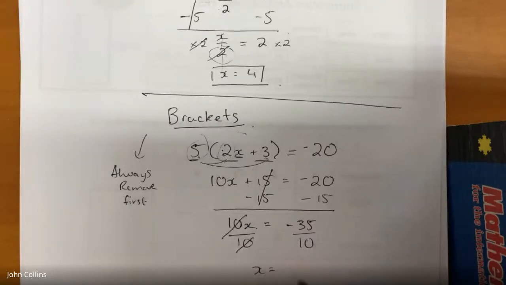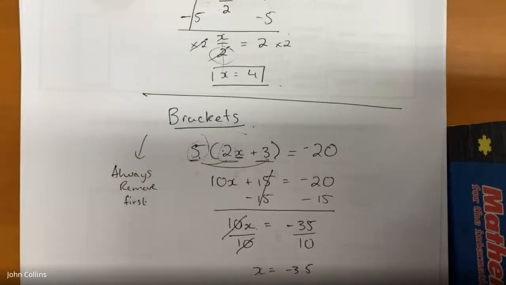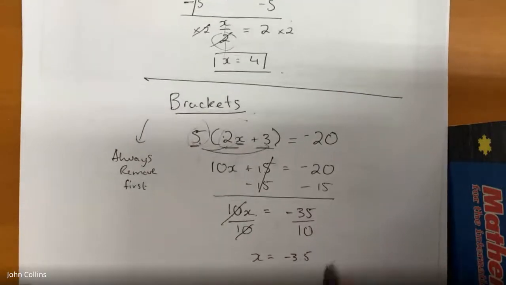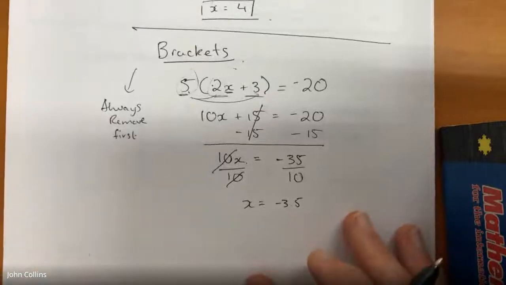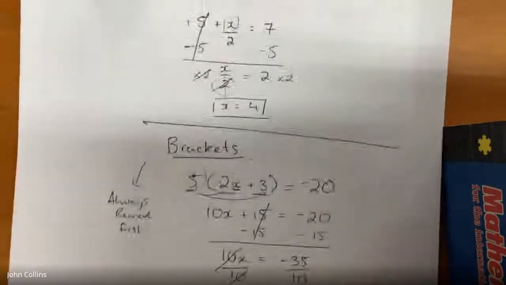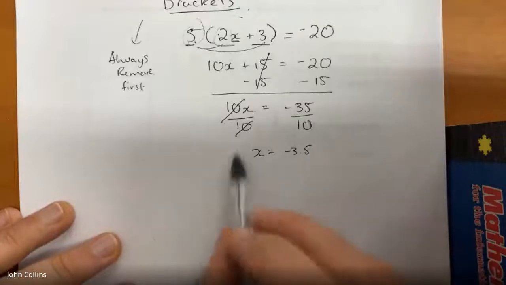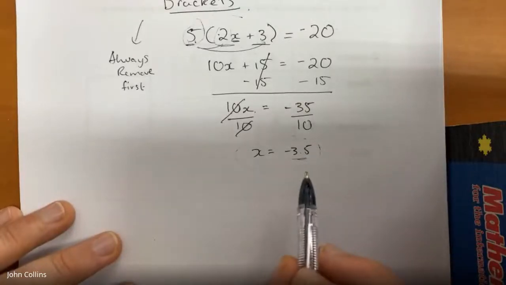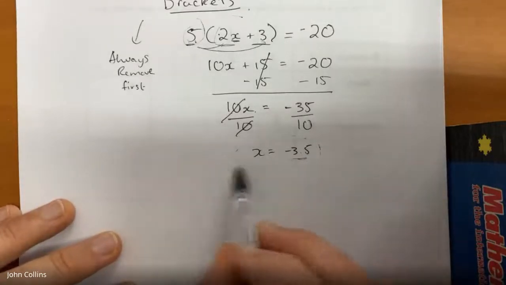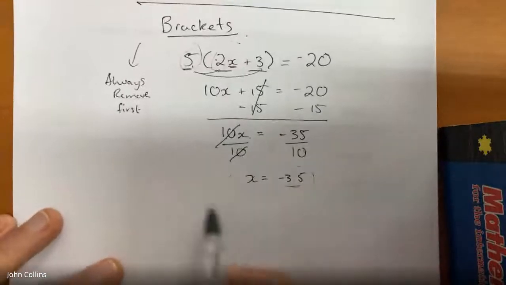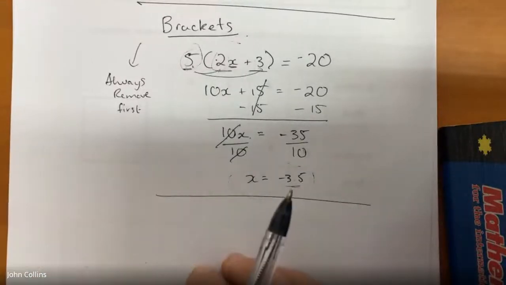And x is, well, you could go minus 3.5 is acceptable, or you could simplify that fraction if you wish. It can be minus 7 over 2, wouldn't it? Okay. So here's an example of maybe we couldn't have guessed that straight away because we're getting into negative numbers and decimals. And that's what's going to happen with these multi-step. So with the brackets, remove the brackets first.